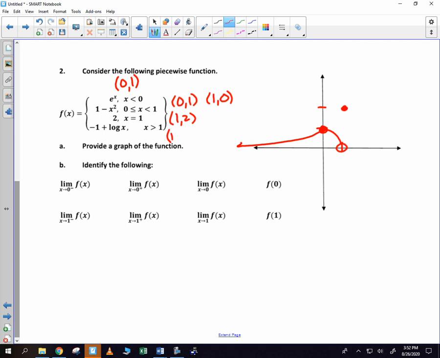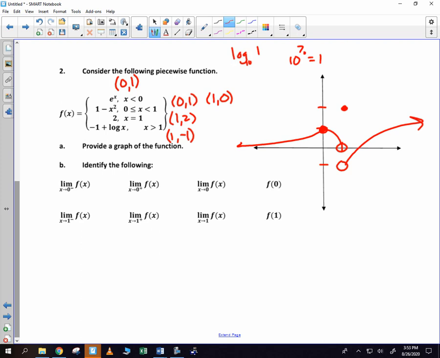I plug in 1 here. The log of 1, what does that mean? It's a base of 10. It means 10 to what power is 1? Well, that'll be the 0 power. So the log of 1 is 0, minus 1 is -1. So it goes through 1, -1, open circle, and it heads off like so, like the logarithm function does.